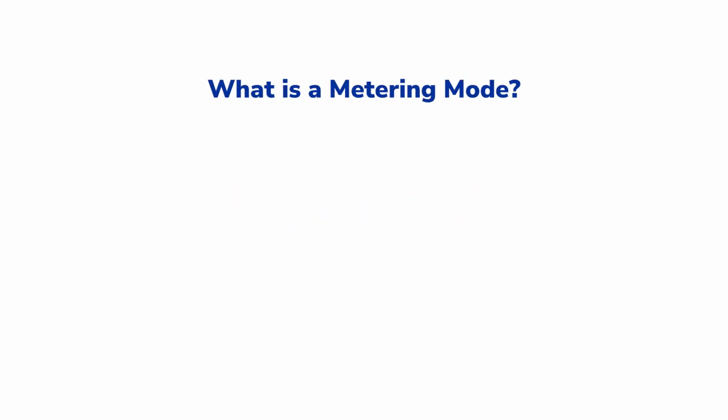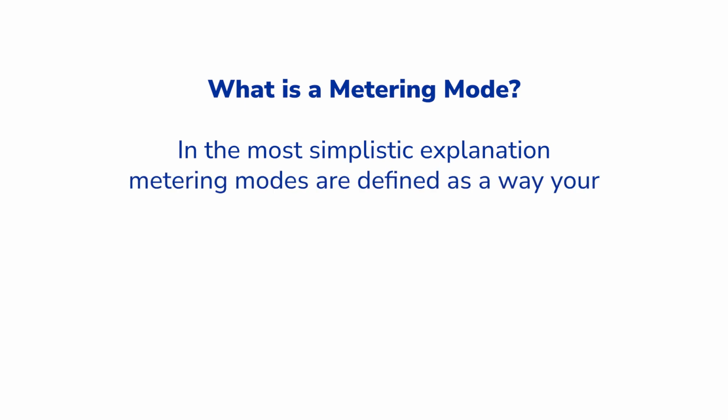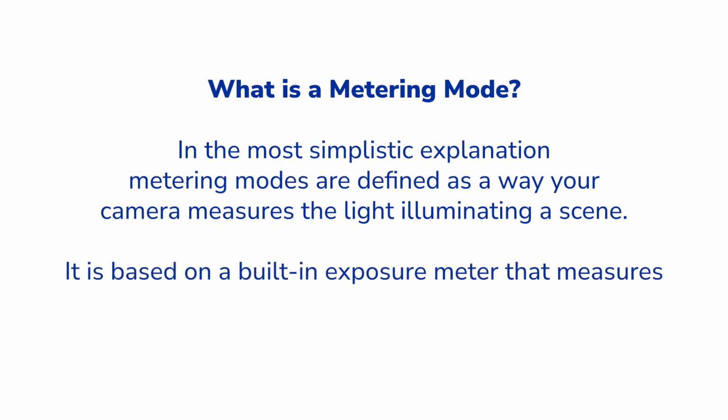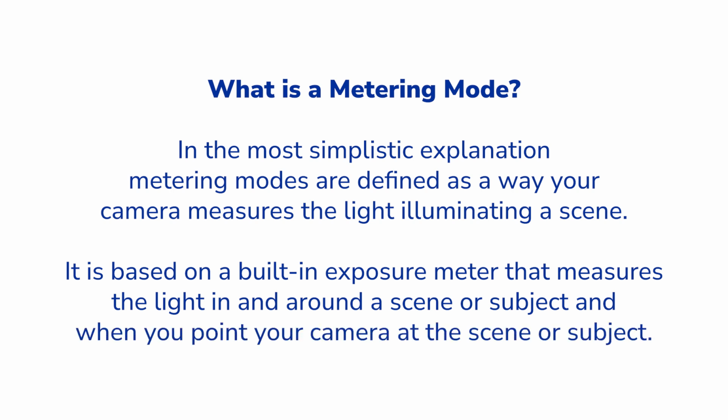What is a metering mode? In the most simplistic explanation, metering modes are defined as a way your camera measures the light illuminating a scene. It is based on a built-in exposure meter that measures the light in and around a scene or subject, when you point your camera at the scene or subject. In short, your camera is trying to provide you with a balanced exposure.